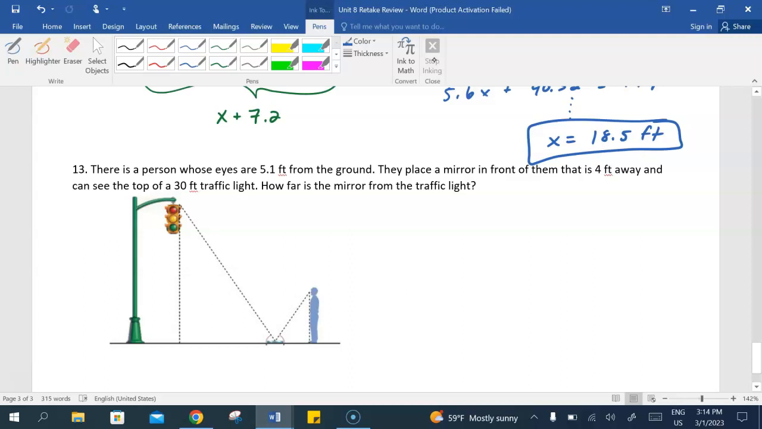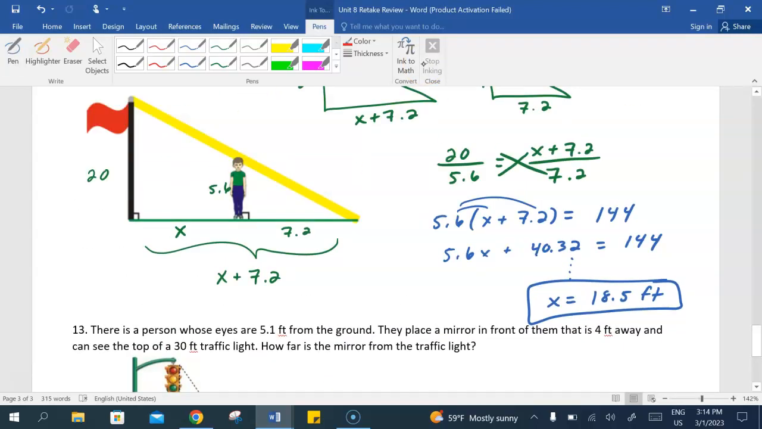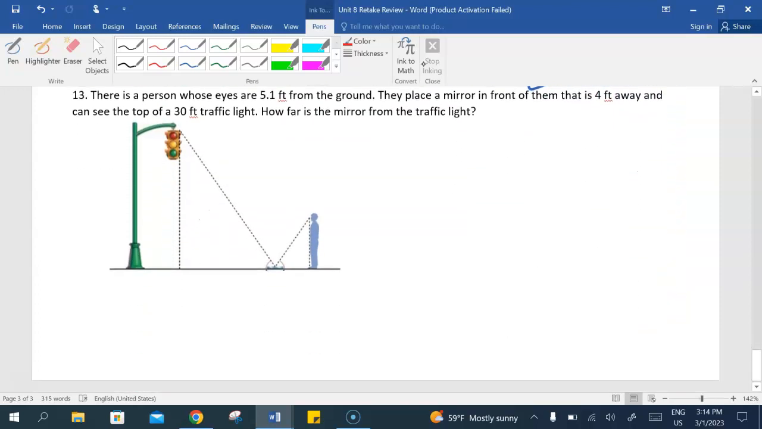All right, last one. So now the triangles are already split up, which means you don't have to split up anything. You're not going to be adding anything like you did here on the bottom of number 12 because they're not overlapping. Okay, so they tell you that there is a 30-foot traffic light. The person is 5.1 feet eye level from the ground. The mirror is 4 feet in front of them, so you're trying to figure out how far that is. Again, these are already proportional. You don't have to separate them because they're already separated. So 30 goes with 5.1, x goes with 4, and then do your cross multiplication.